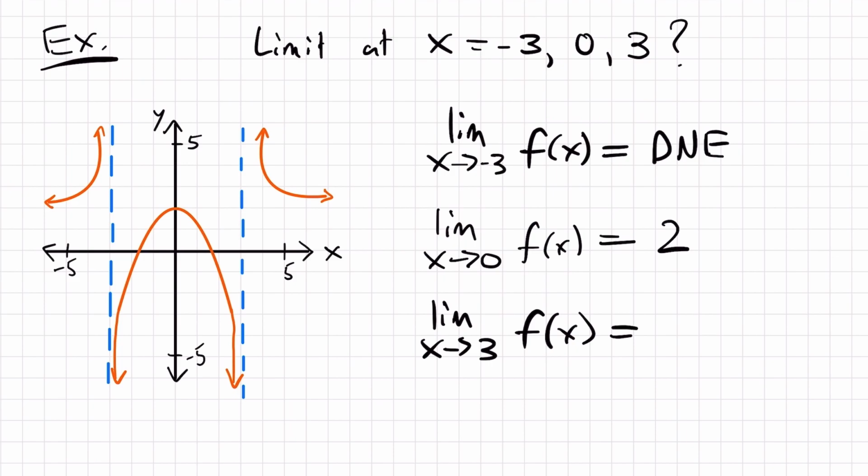And so we can say that the limit as x approaches 3 from both sides of the function simply doesn't exist because the left side and the right side limits do not agree.